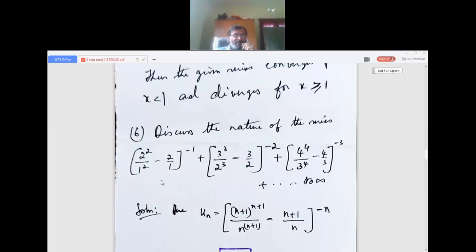So here you can see the first term. In the first term there is 2. That means 1 plus 1. So the nth term will be n plus 1. And the power is also 2 in the first term. So n plus 1 power n plus 1, divided by n whole power n plus 1, minus first term. So n plus 1 divided by n whole power.